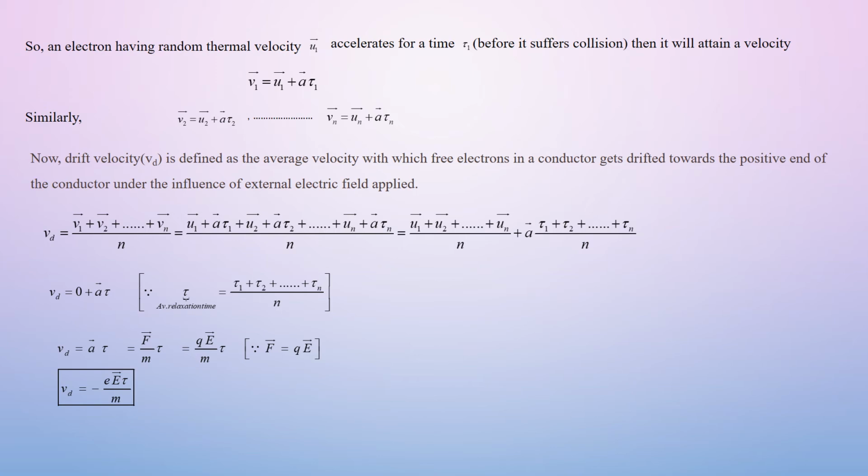Here we have considered an electron. That's why q is replaced by minus e. So what is the formula for drift velocity? Vd is equal to minus eE tau by m.